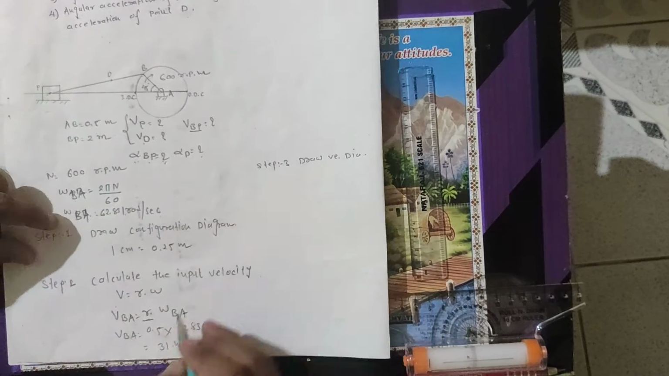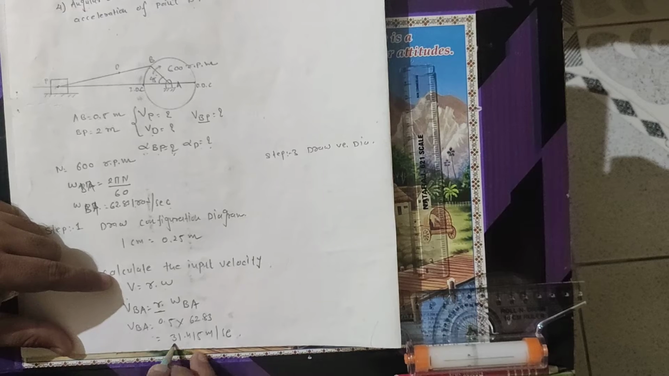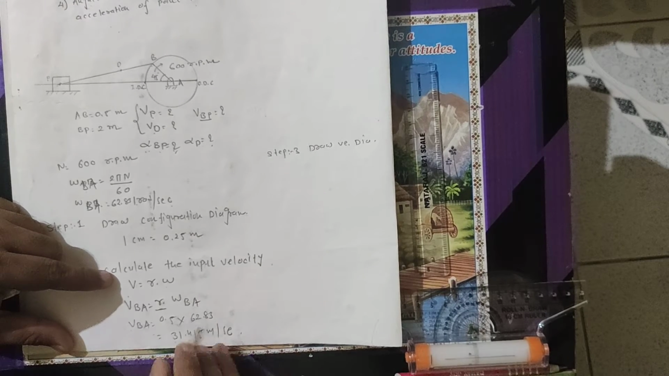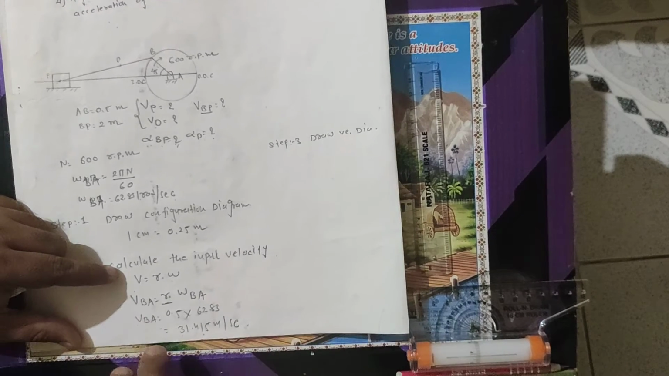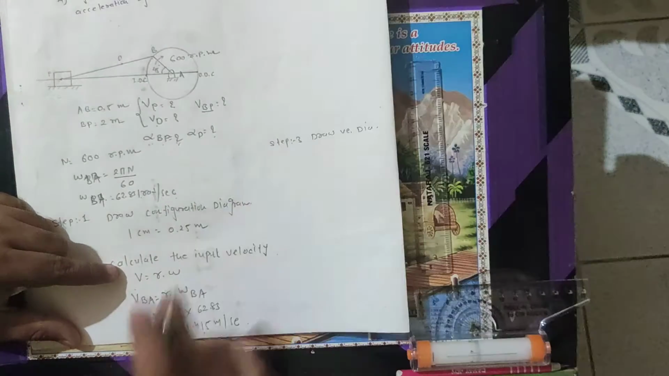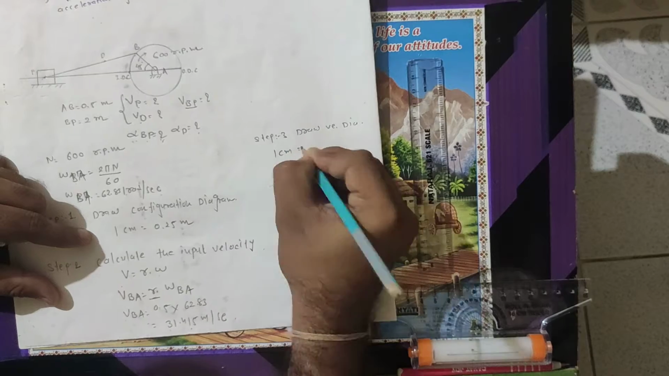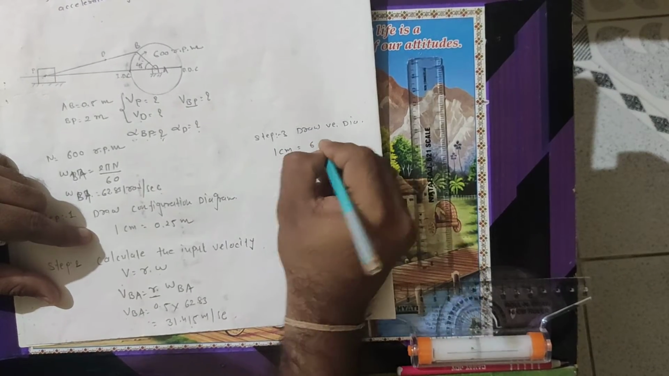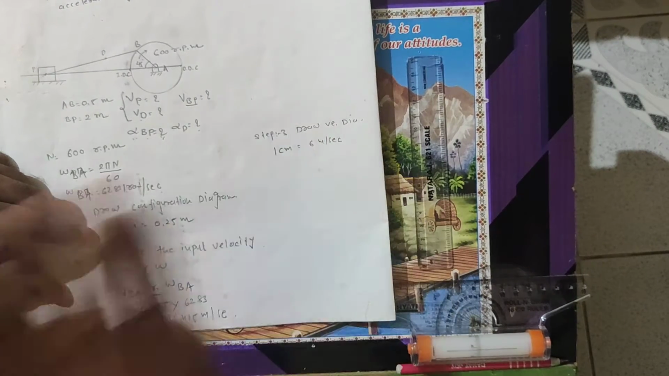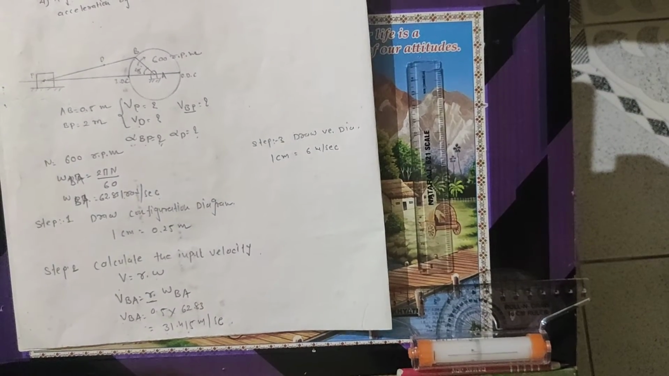Here, this is the velocity of BA, that is 31.4415. This is a very large scale. If we consider 1 centimeter, it may be a large scale. So we consider approximately 1 centimeter equal to 6 meter per second. This is for understanding purposes only. Okay, so now we have to draw the velocity diagram.